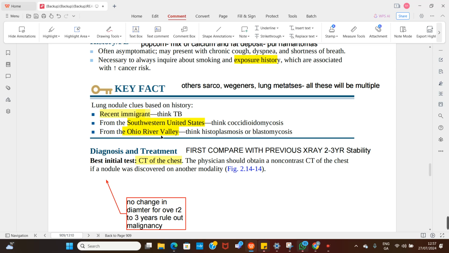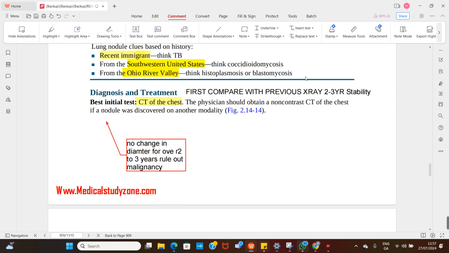They are very easy. So the first thing you want to do is compare the previous X-ray, 2 to 3 years. Is it stable or is it progressive? If it's stable, do nothing. If it's progressive, order your non-contrast enhanced CT scan.